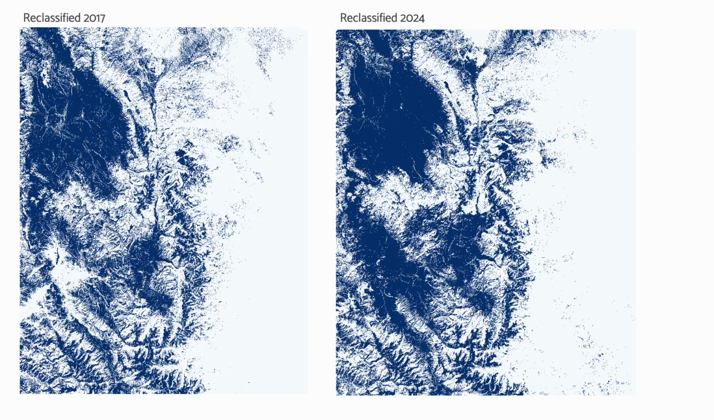So from there, I reclassified my data to show either snow or no snow for both 2017 and 2024. The same pattern exists where warmer and drier conditions are moving further west. You can see that that white area on the right side of each image is growing in the 2024 photo.